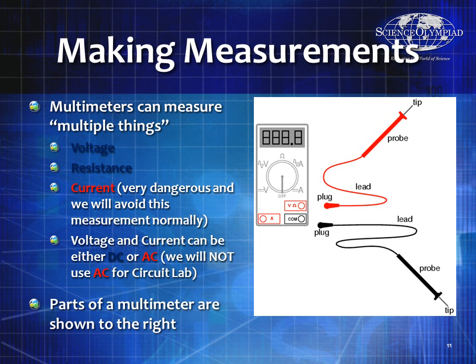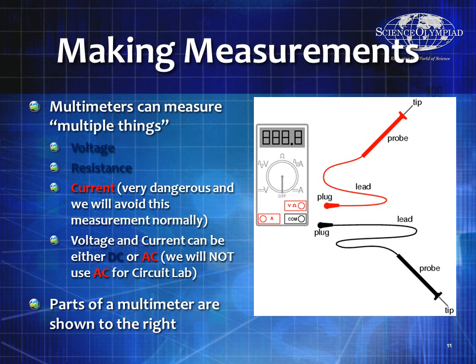So if we look over to the right, here's some of the standard parts of a multimeter. You'll notice that you have two leads, usually a red and a black one. And the black one you will put in the COM port on the multimeter, through the plug.